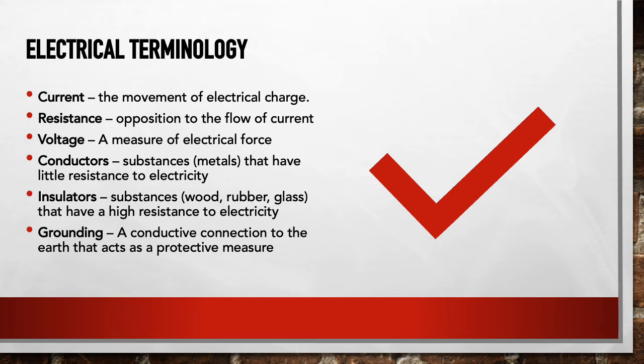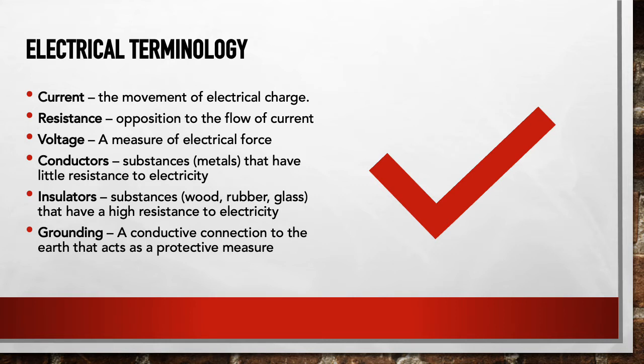That's in everything. Resistance is anything that opposes the flow of current. So certain equipment are called resistors, and every wood has a different resistance than copper, for example, which is a much higher resistance. Voltage is a measure of electrical force. Conductors are substances that have little resistance to electricity, such as copper. Insulators are wood, rubber, or glass that insulate the electricity from coming out of the conductor.